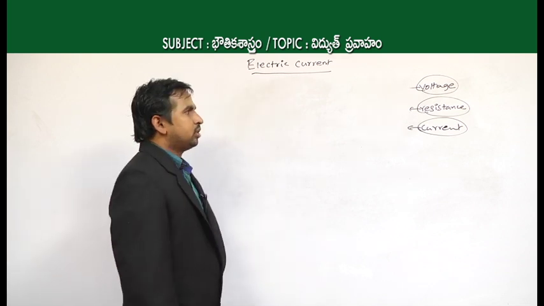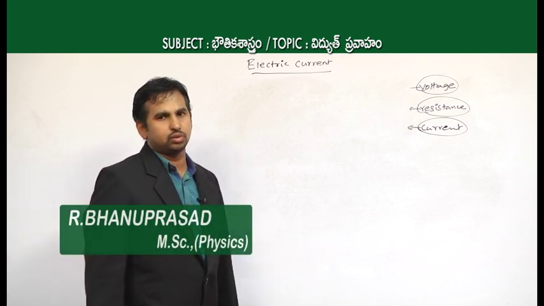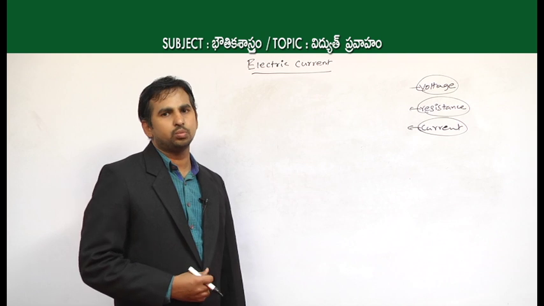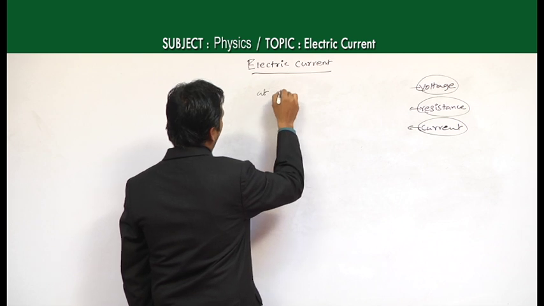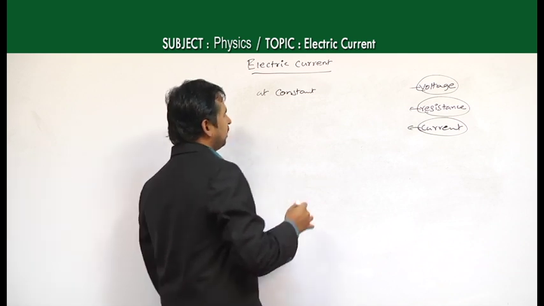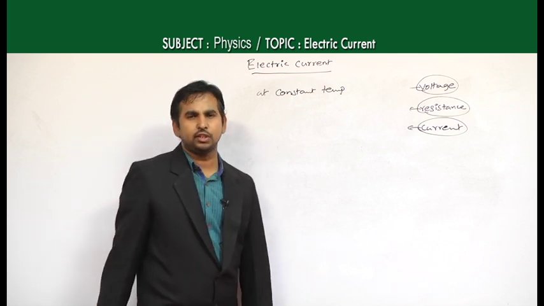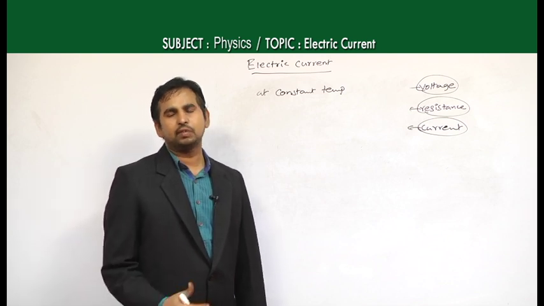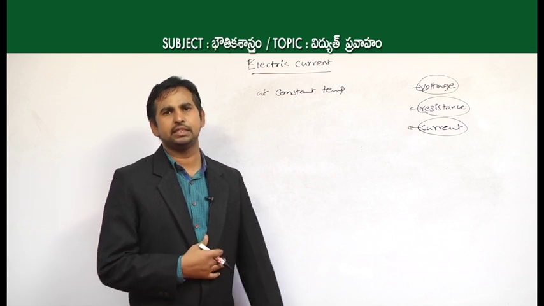Now we will see the relation between voltage, resistance and current, which is Ohm's law. They ask questions on this. But remember, when applying Ohm's law, the main important thing to remember is constant temperature. Ohm's law is valid only when the temperature is constant. The statement of Ohm's law says that at a constant temperature, the current drawn is directly proportional to the potential difference applied at its terminals.